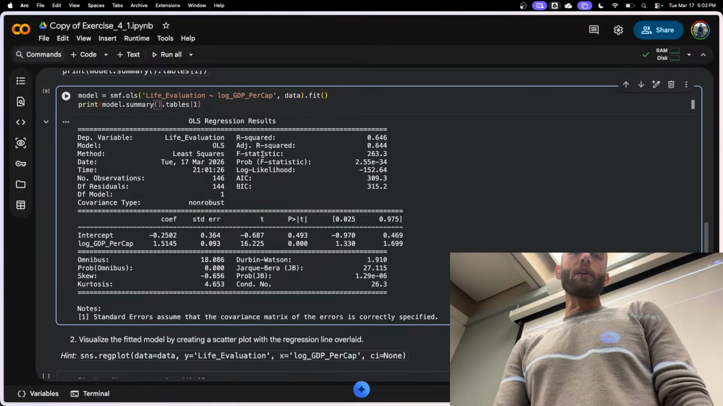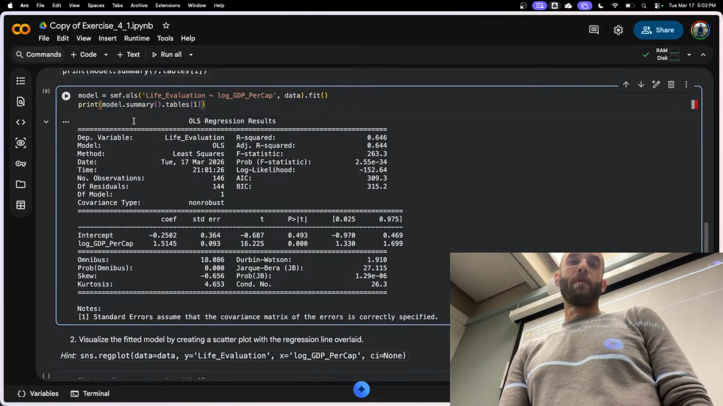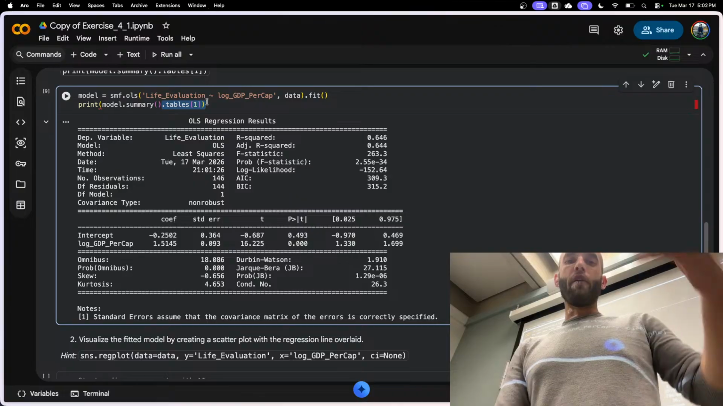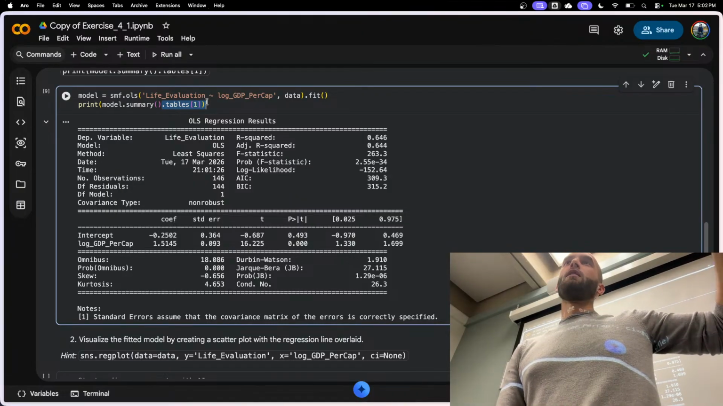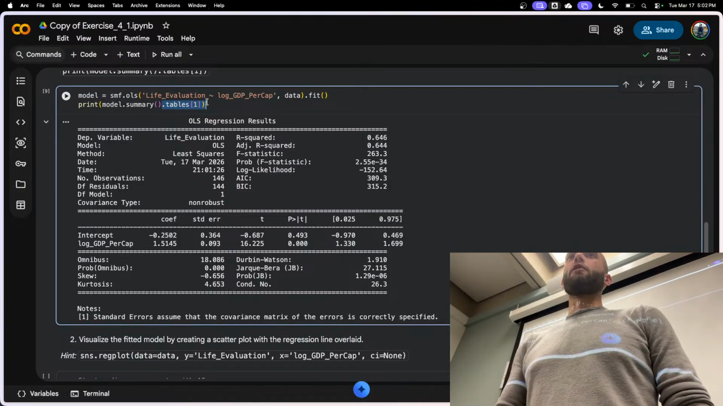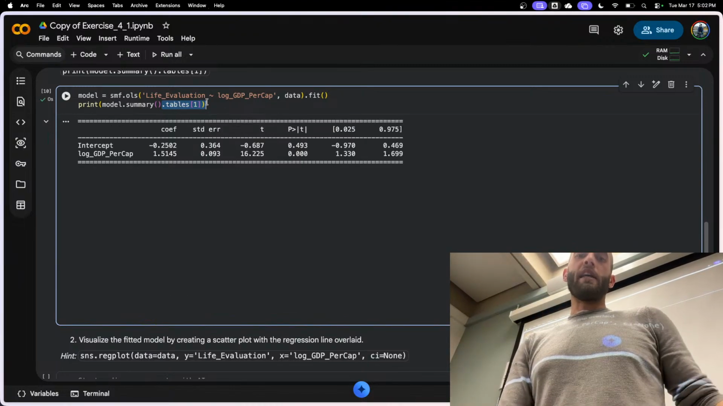What we mainly focus on is that second part of the table. So we're just going to select, of the tables, we're going to select the second one, which we index by 1. So it's not 0, it's 1. Python indexes from 0.